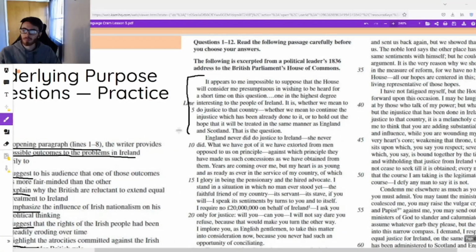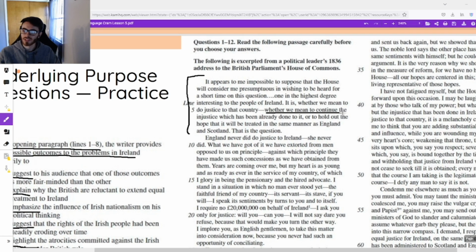It appears to me impossible to suppose that the House will consider me presumptuous in wishing to be heard for a short time on this question, one in the highest degree interesting to the people of Ireland. It is whether we mean to do justice to that country, whether we mean to continue the injustice which had already been done to it, or to hold out the hope that it will be treated in the same manner as England and Scotland. That is the question.